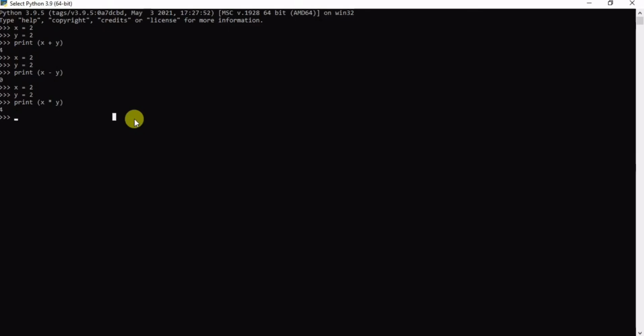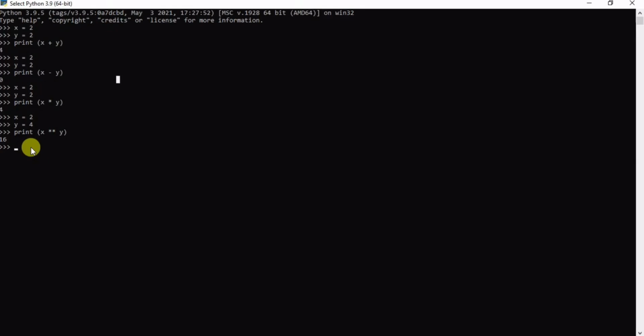The next one is the exponential. The x value we have taken is 2, and the y value is 4. We print the exponential of x and y, and we can see the answer is 16, like 2 to the power 4 is 16.